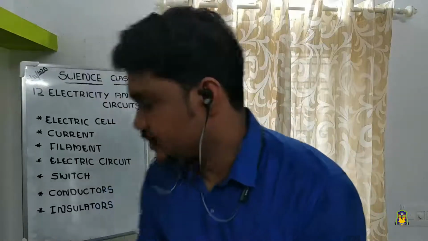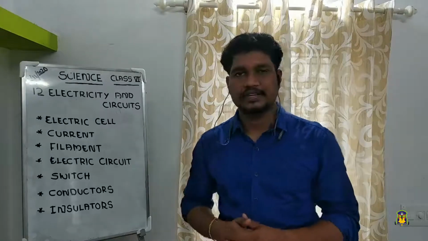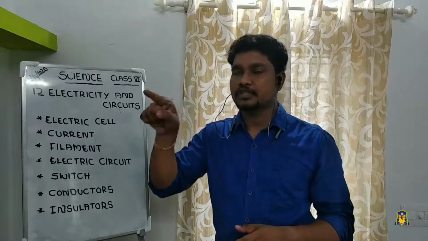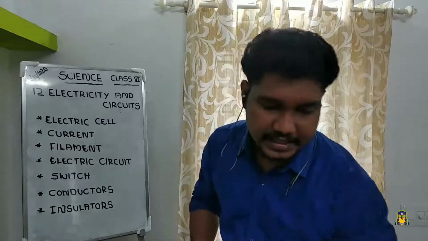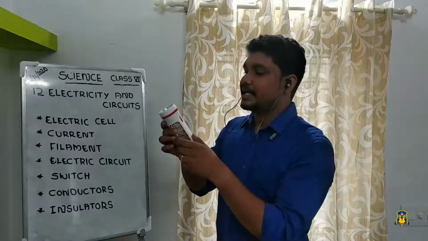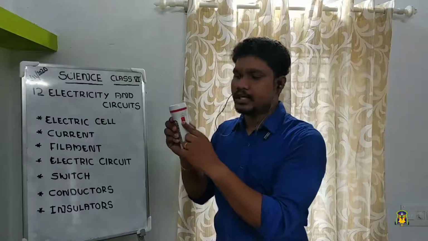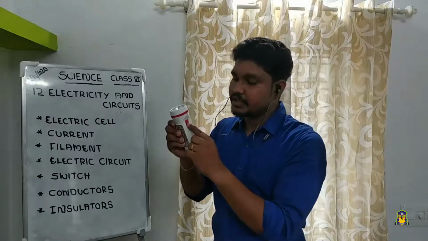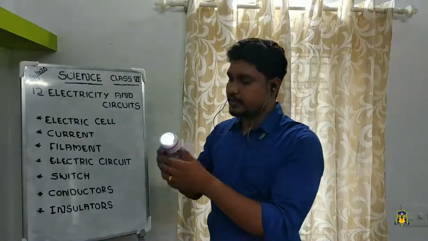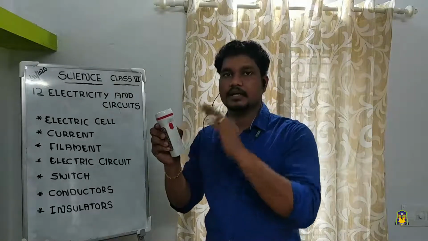And the next one is the switch. We are all familiar with this switch. What is the function of this switch? We know that it has two positions, on position and off position. And this is a torch. Clear? Here also there is a switch, and this is the on position and this is the off position. When we switch to on position, the bulb starts glowing, and when it is moved to off position, it will not work.